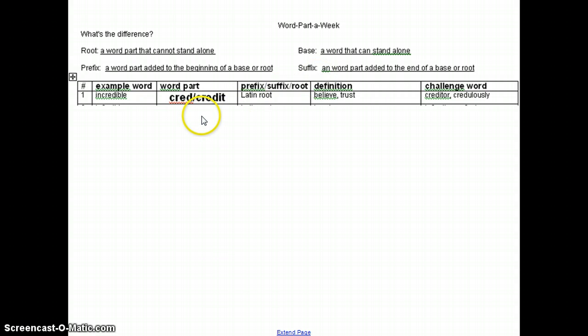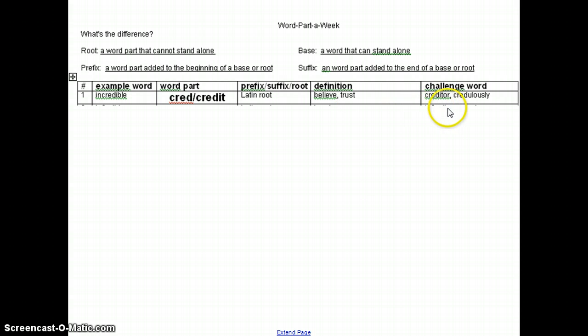The word part we're going to start with this week is cred or credit. We're always going to give an example word, and it should be a word that everybody knows, so we're going to use the word incredible, which means something that you just can't believe. It's so amazing. This is a root, and you notice that if you took cred by itself, it doesn't make a word. In this case, credit doesn't either, because we're not really talking about like a credit card. The definition of cred or credit when it's used in a word is believe or trust.